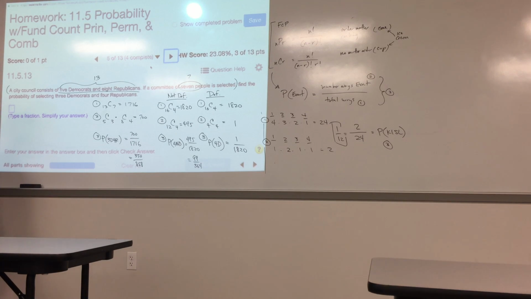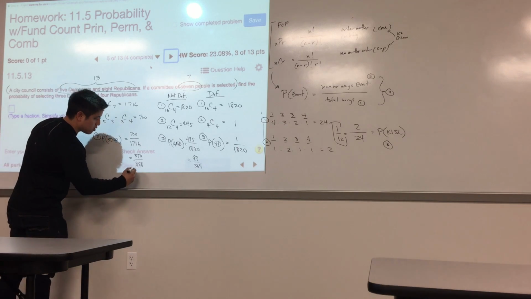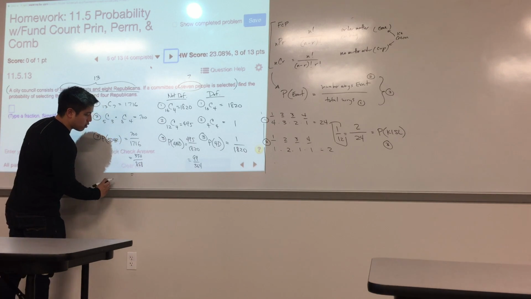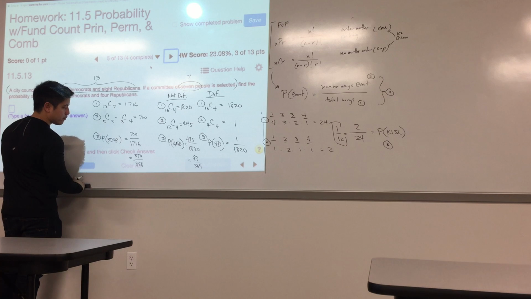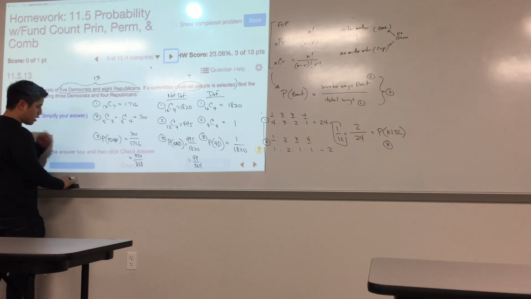Is it divisible by 3? Somebody say that, divisible by 3? Okay, so that's going to be what? No, never mind. 700 is not divisible by 3. 1716 is, but 700 is not. You know what? Yeah, you're right. That's not divisible by 3.